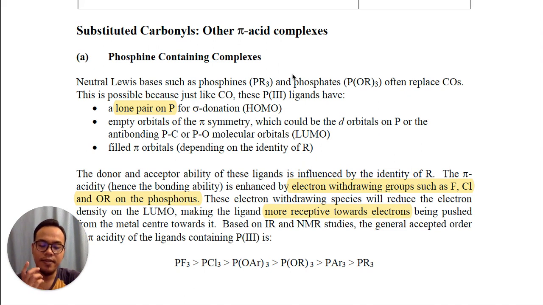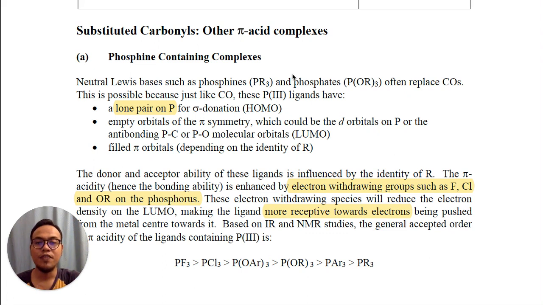Why is it ready to replace the carbonyl? There are three reasons. Number one, it does have a lone pair on phosphorus. In order to be a pi-acid ligand, your ligand must have a lone pair, so it is ready for sigma donation. This is called the highest occupied molecular orbital, or HOMO.